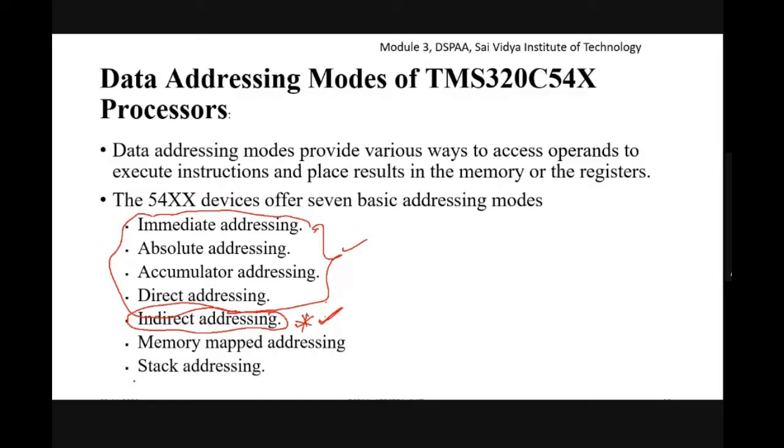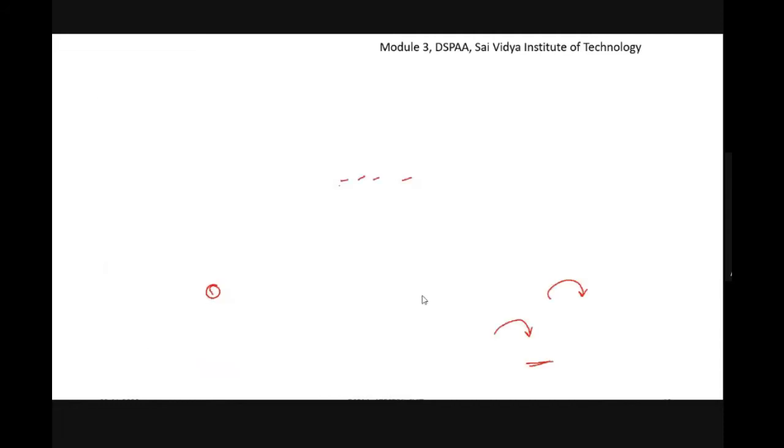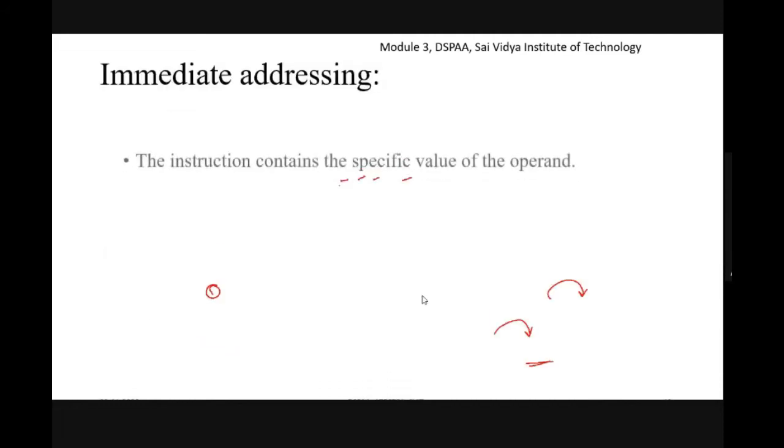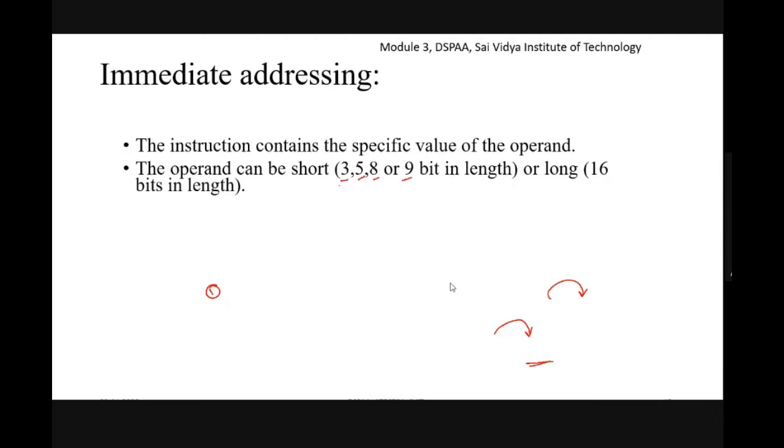In the case of indirect addressing mode, we have different variations, such as post increment and post decrement. So all those kinds of addressing modes we have. In today's class, they may ask you to identify the different types of addressing modes that we are having. So that is the different types of addressing modes. Then first we started with immediate addressing mode.